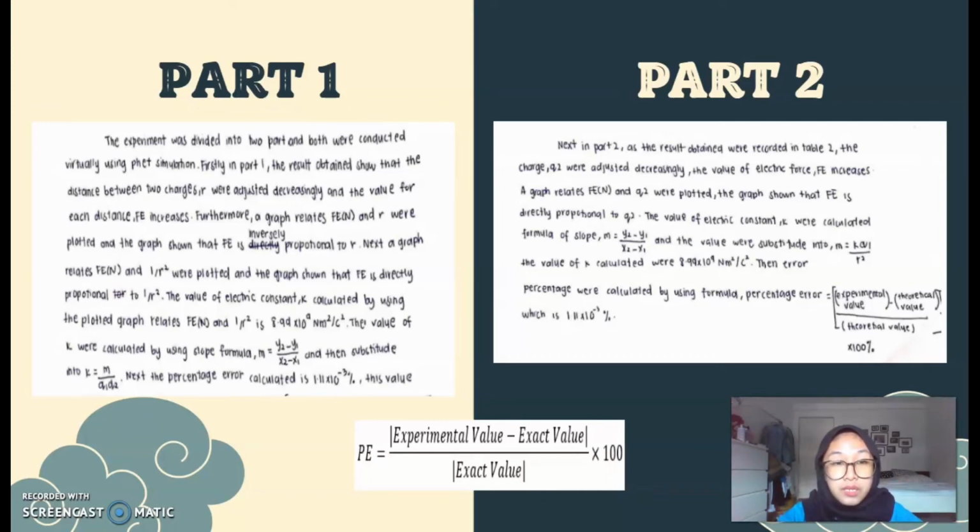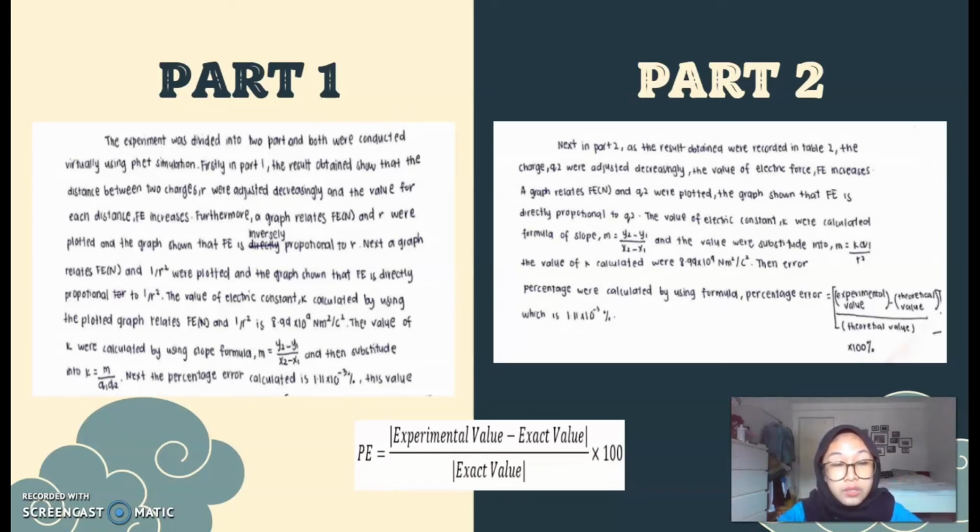Furthermore, a graph relating electric force and the distance between two charges was plotted, and the graph showed that electric force is inversely proportional to the distance between two charges. Next, a graph relating electric force and 1 over the distance between two charges squared was plotted, and the graph showed that the electric force is directly proportional to 1 over the distance between two charges squared.